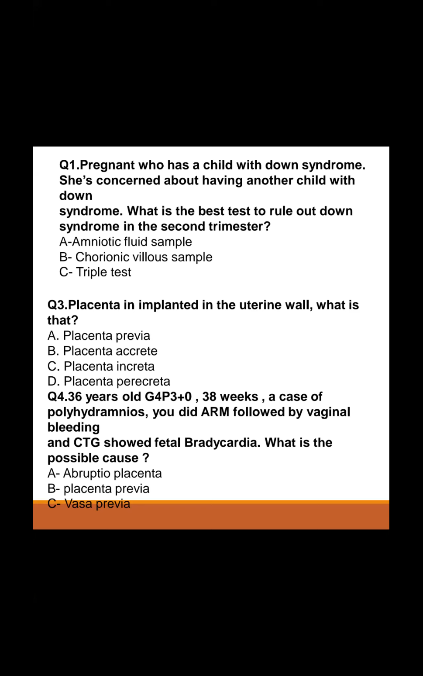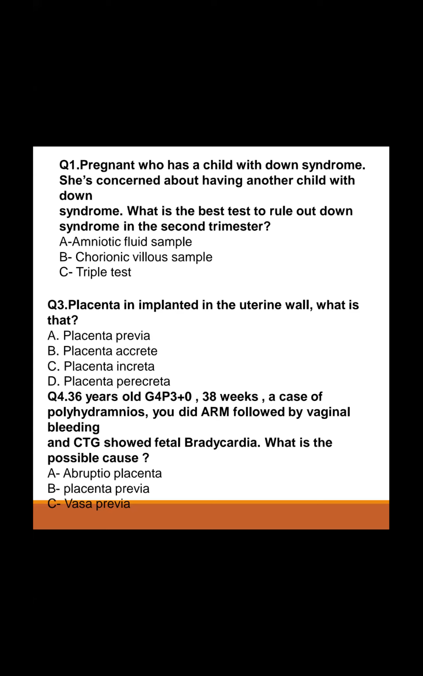So fourth question by Dr. Hira. Assalamu alaikum. 36 years old, gravida 4, para 3, 0 abortions, 38 weeks. A case of polyhydramnios. She had ARM followed by vaginal bleeding, and CTG showed fetal bradycardia. What is the possible cause? Abruptio placenta, placenta previa, vasa previa.